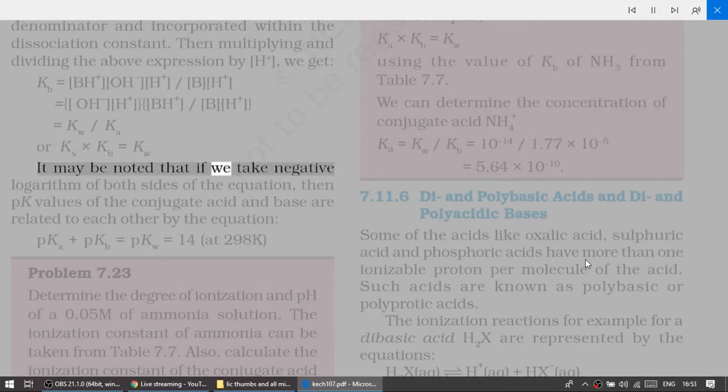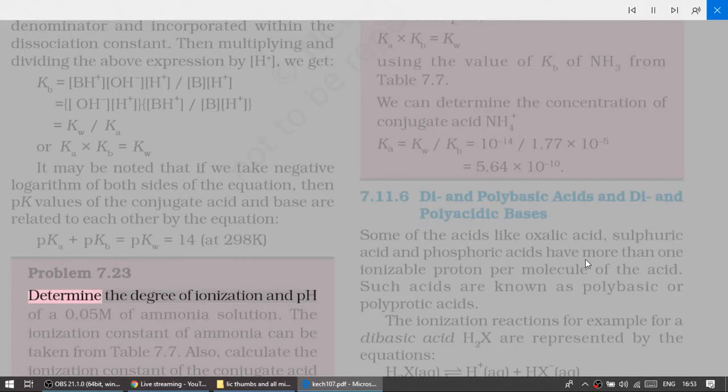It may be noted that if we take the negative logarithm of both sides of the equation, then the pK values of the conjugate acid and base are related to each other by the equation pKa + pKb = pKw = 14 at 298 K.